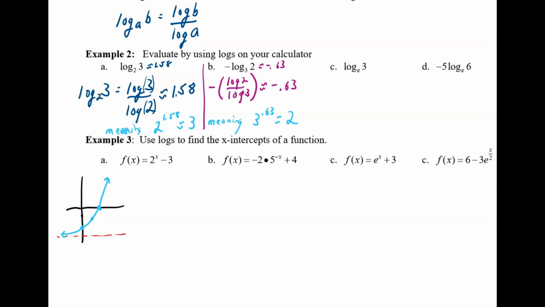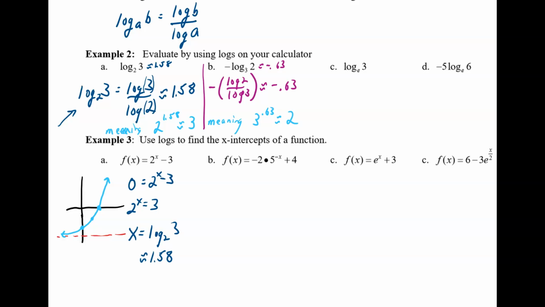x-intercepts are always the x value where the output is 0. So we can find this x-intercept in the normal way by setting 0 for y, or for f of x. So 0 equals 2 to the x minus 3. And now we have a way of solving this for x without logs that we didn't have before. We're going to add 3 to both sides, and we get 2 to the x equals 3. And then we're going to use our log definition to say this means that x equals log base 2 of 3. And we just found that up here. Log base 2 of 3 is about 1.58.